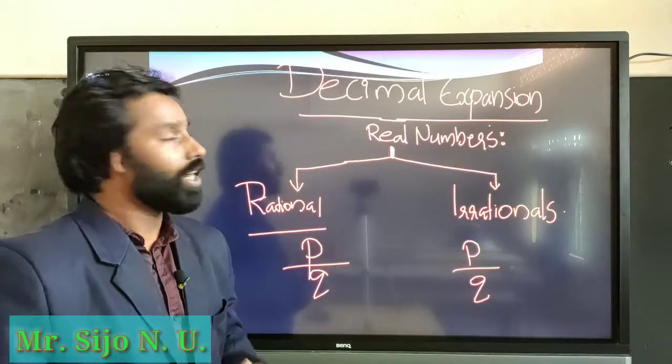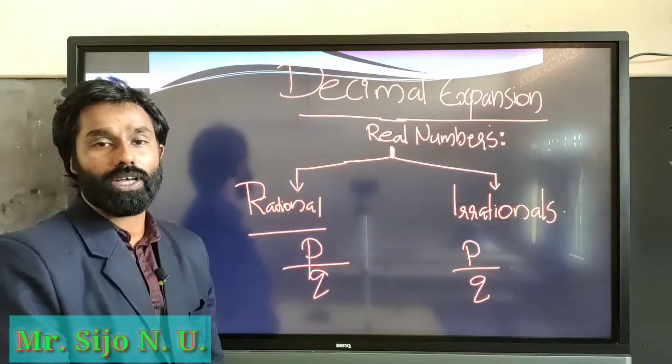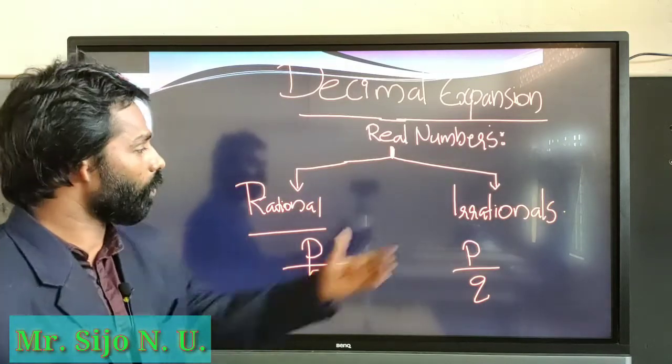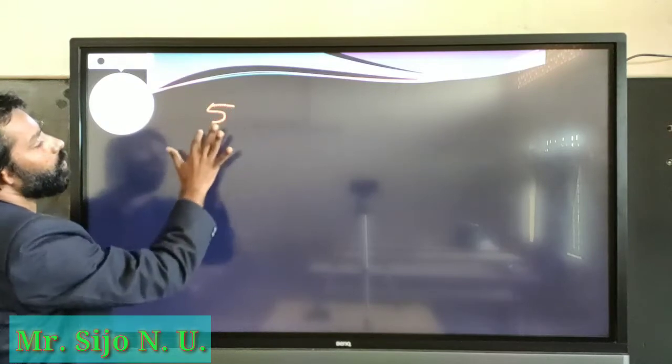Today's section we are going to discuss the decimal expansion of real numbers. How will it be? What about the decimal expansion of rational numbers, and also what about the decimal expansion of irrational numbers? Let us check. Now we can consider the decimal expansion of a rational number first. So first consider one example, 5 by 4.